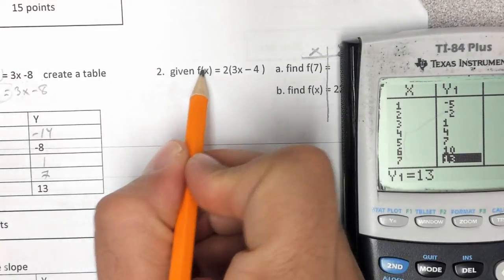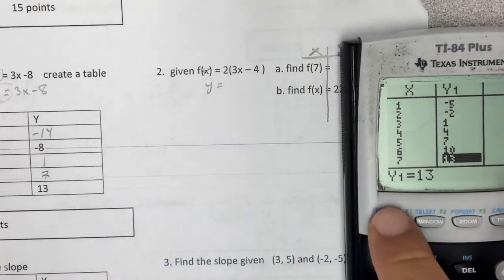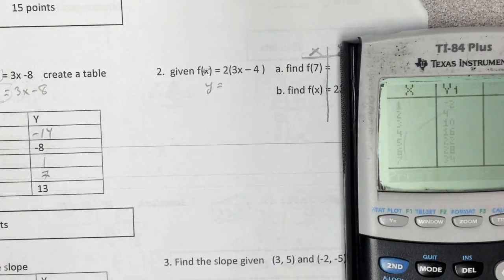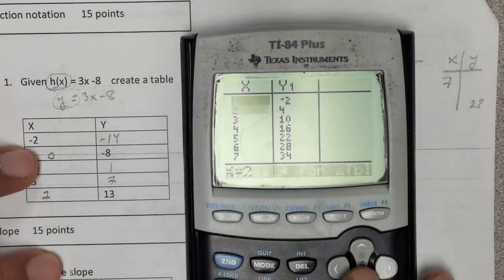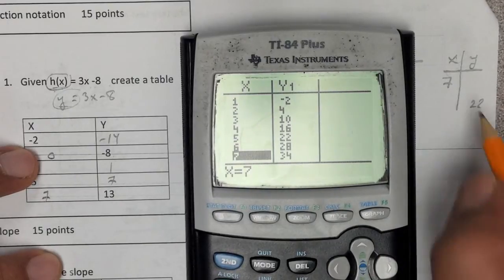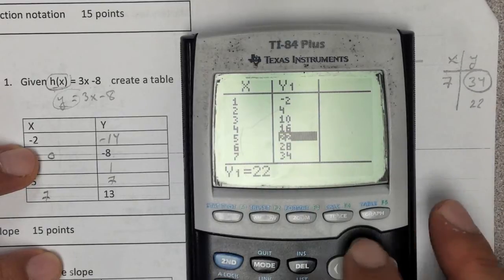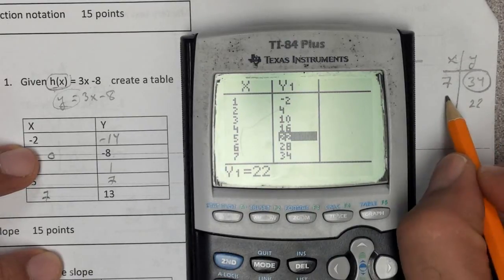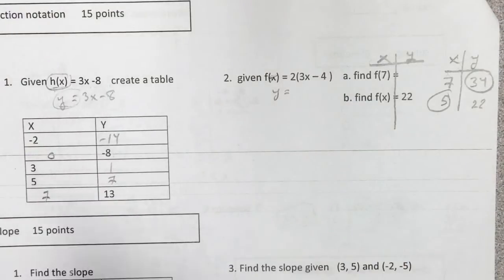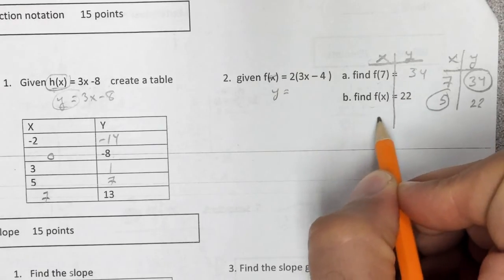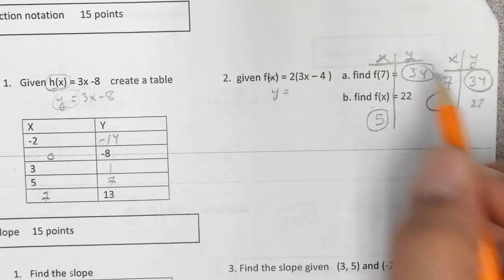That makes it super easy, because now I'm going to use this y equals and put it right here where it says y equals. 2, open parentheses, 3x minus 4. See that? Go to the table. I'm looking for a 7 here. The answer to that one is 34. Then I'm looking for a 22 over here. The answer to that one is 5. So, f of 7 equals 34, and f of x equals 22. The answer there is 5.